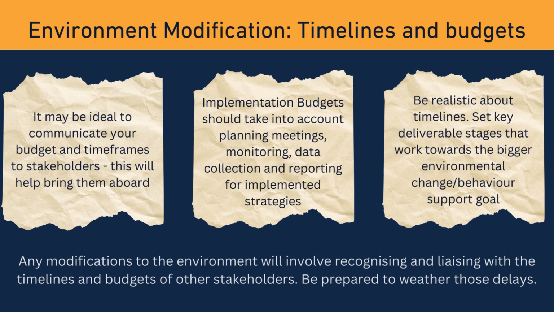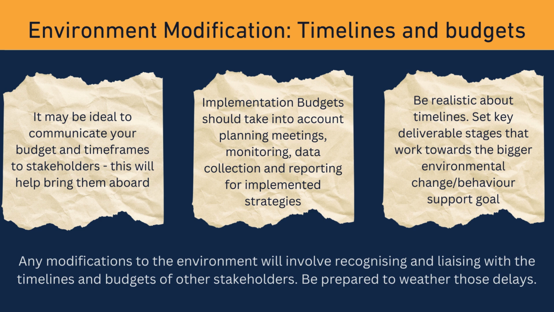Implementation budgets need to take into account planning meetings, monitoring, data collection, and reporting for implemented strategies. And if you watch the other particular sessions in this series, you will see that I often talk about environmental modification as being the key instigator of a lot of the other aspects of implementation that occur. So no one aspect occurs in a vacuum or in isolation. Each aspect of implementation needs to be co-planned, and that's why we have an implementation spreadsheet to allow you to consider those aspects together.